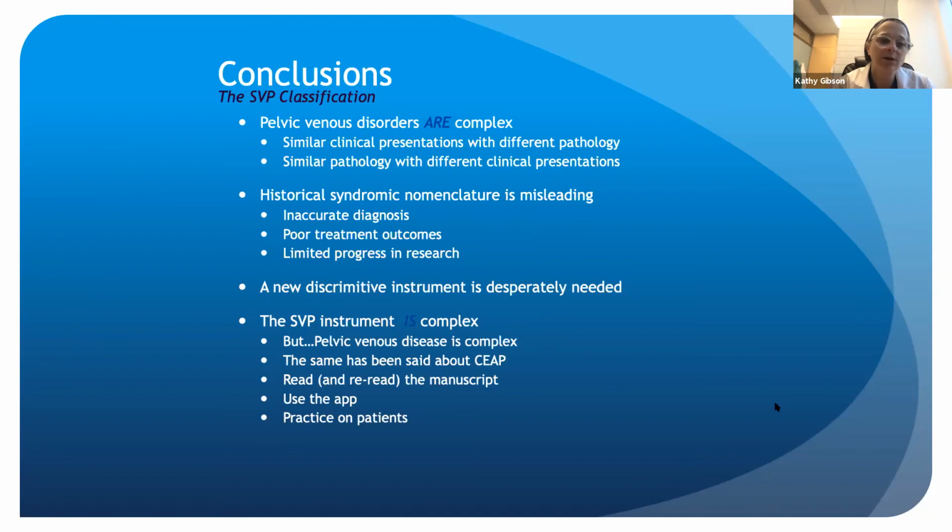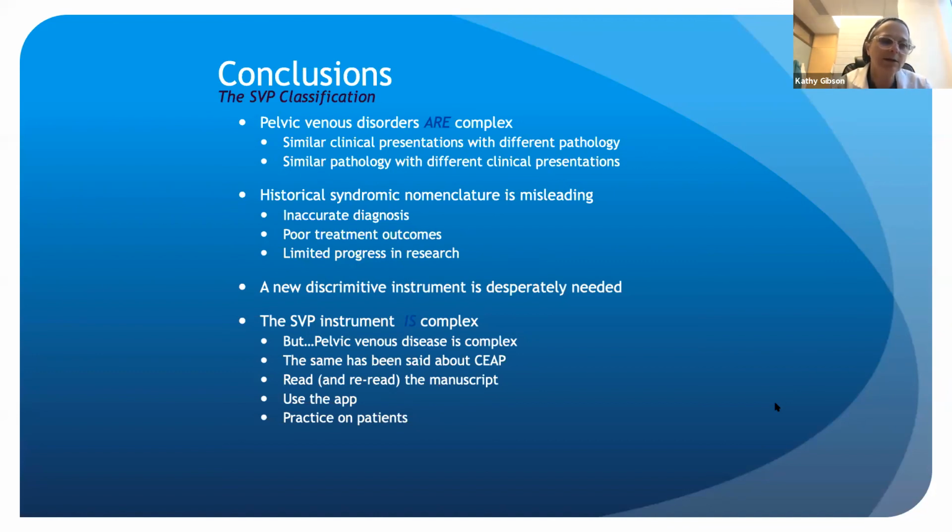So the historical syndromic nomenclature is misleading. And I really do have to peel myself back from talking about May-Thurner syndrome, pelvic congestion syndrome, and nutcracker, and really talk about this more in anatomic terms like non-thrombotic iliac vein lesion, renal vein compression, et cetera, that we want to get away from the syndromic names. This lack of precision in classifying patients leads to poor treatment outcomes if you don't have a language of describing these patients.